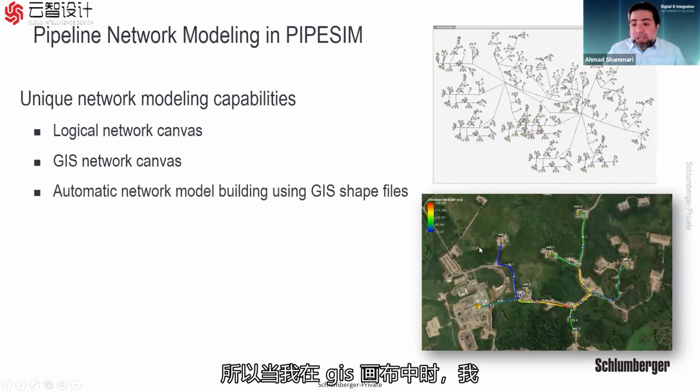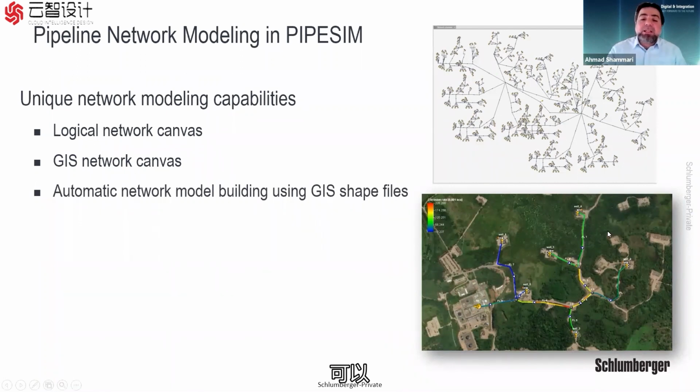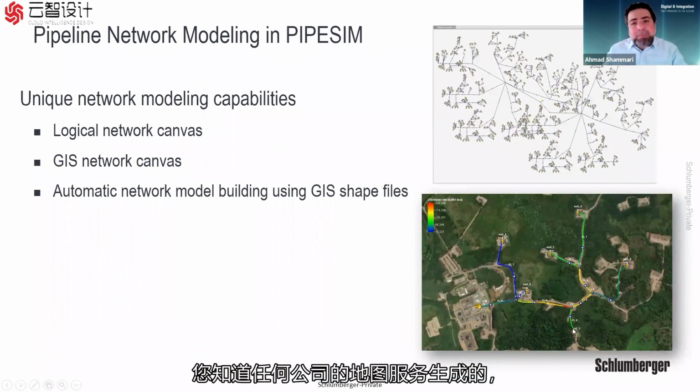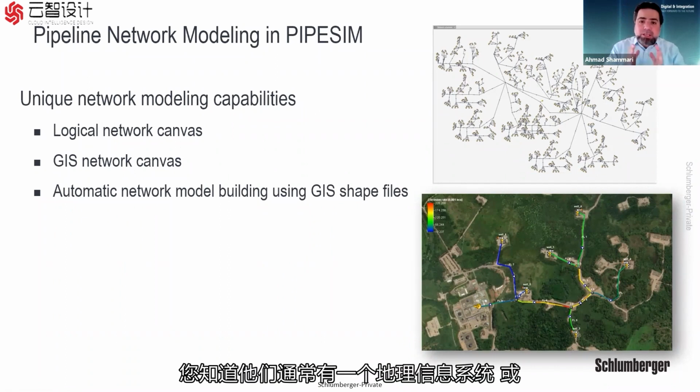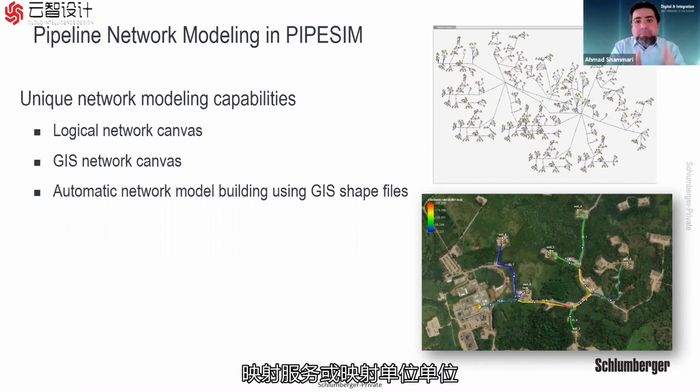You can have automatic network model building using the GIS shape files. So when I am in the GIS canvas, I can import what I call a shape file. The shape file is nothing but a 2D representation of the flow lines, that is normally generated by the mapping services in any company. In any company, they usually have a GIS or mapping unit or division to do mapping for all their flow lines, trunk lines, pipelines, etc.